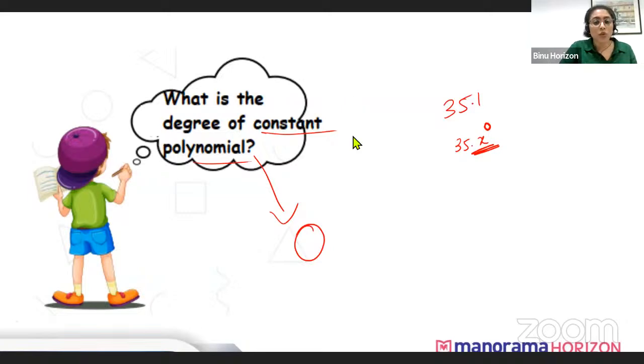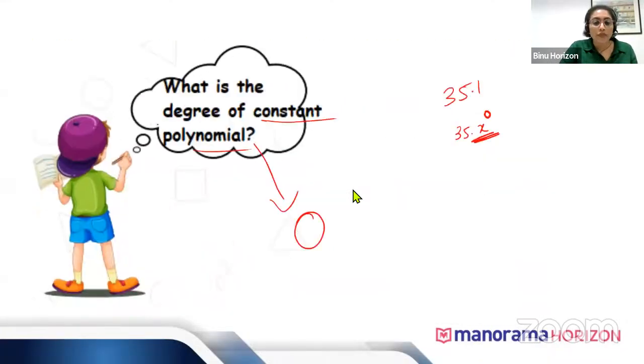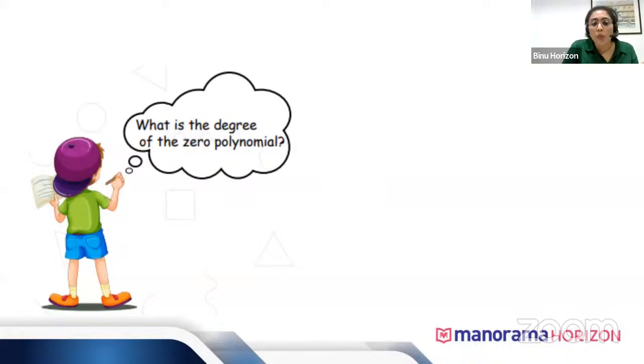Now, let me ask you another question. What is the degree of the 0 polynomial? Already you have seen what a constant polynomial is. Now my question is, what is the degree of the 0 polynomial? The 0 polynomial is represented by 0. There are some mysteries behind the 0. So can you say the degree of a 0 polynomial? Because 0 into 1, if you write like this, 0 into x raised to 0, is again 0. We get 0 only.